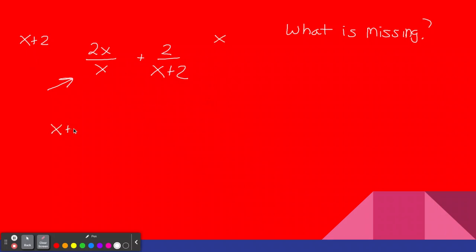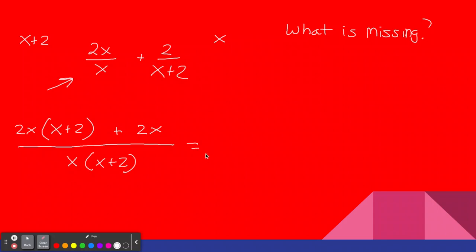So we're going to put x plus 2 times 2x plus 2 times x, which we already got there. And of course, we're going to combine the two denominators. And what do we get here? So if you distribute this, what do you get? You're going to get 2x squared plus 2x, plus you already have a 2x. 2x squared plus 4x, not 2x.